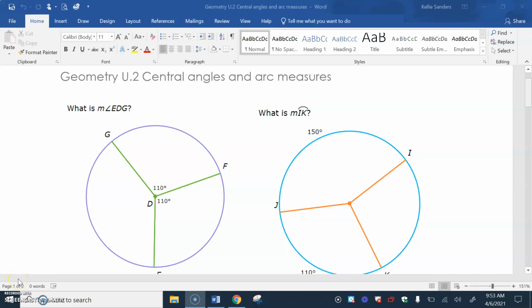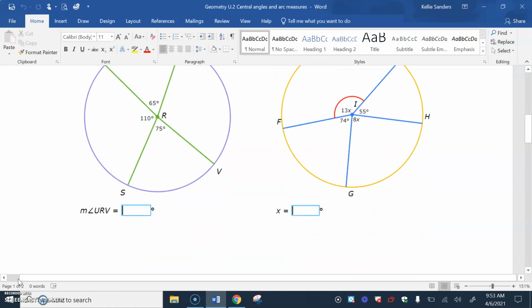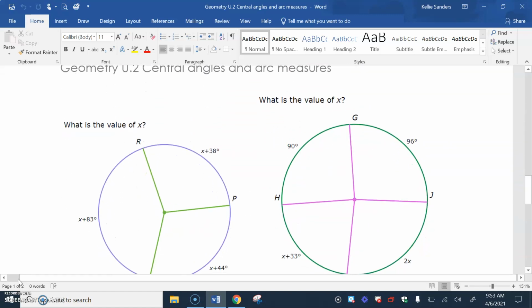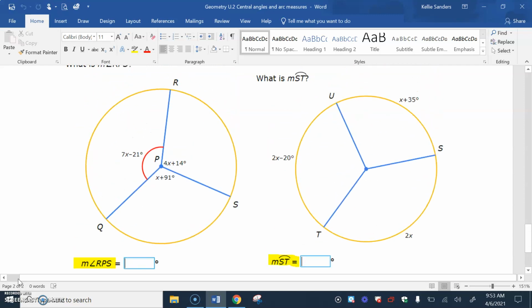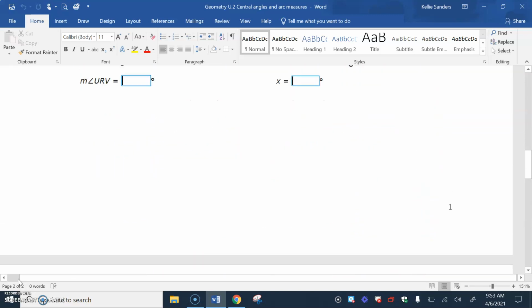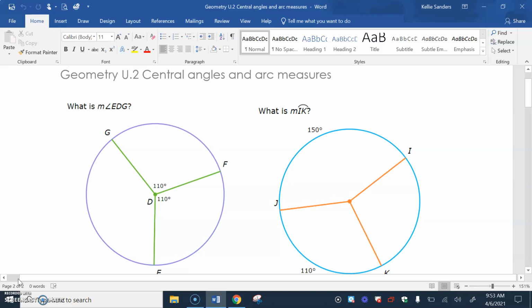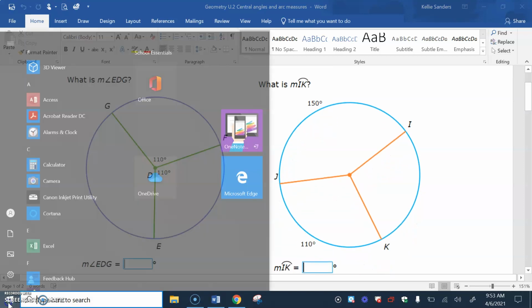W.2 Central angles and arc measures. So all of these, look at where all the angles are starting from. They're starting from the center, and that's called a central angle.